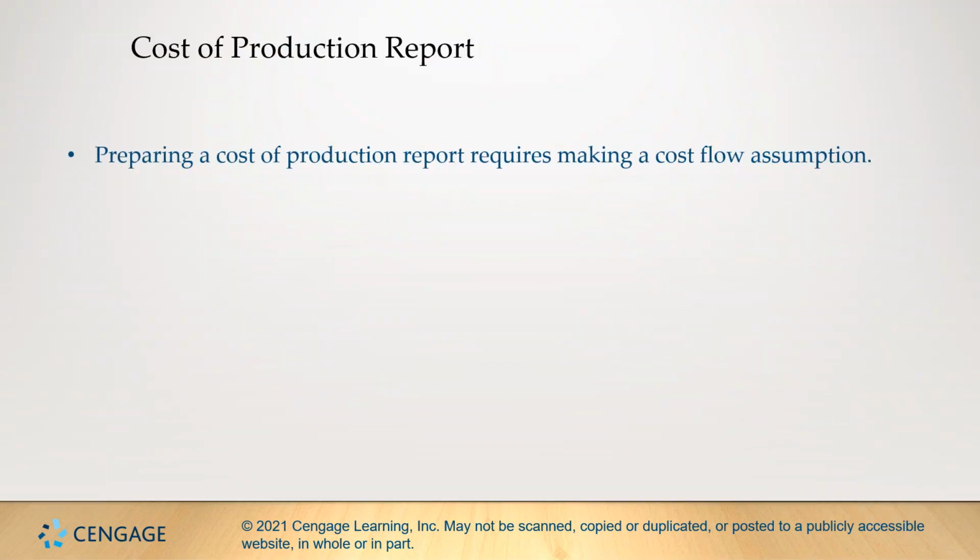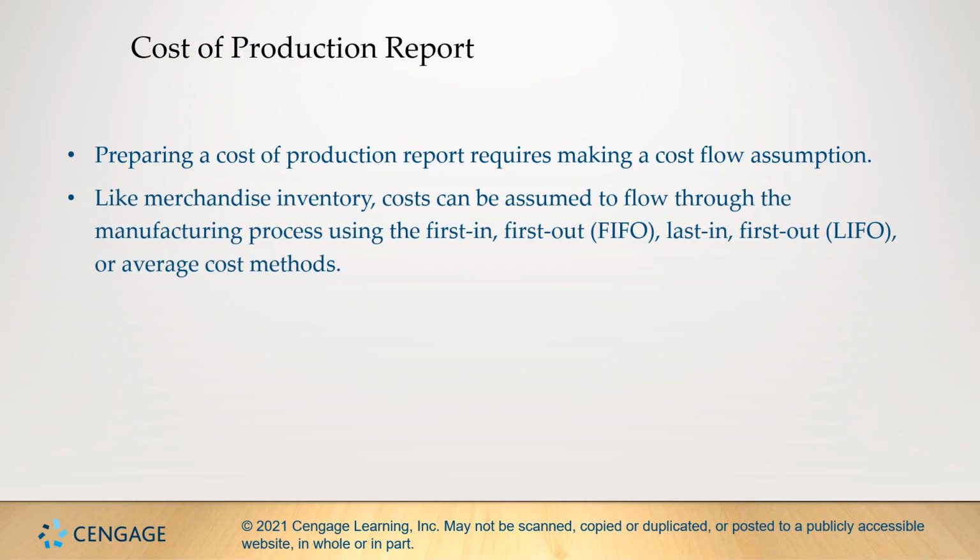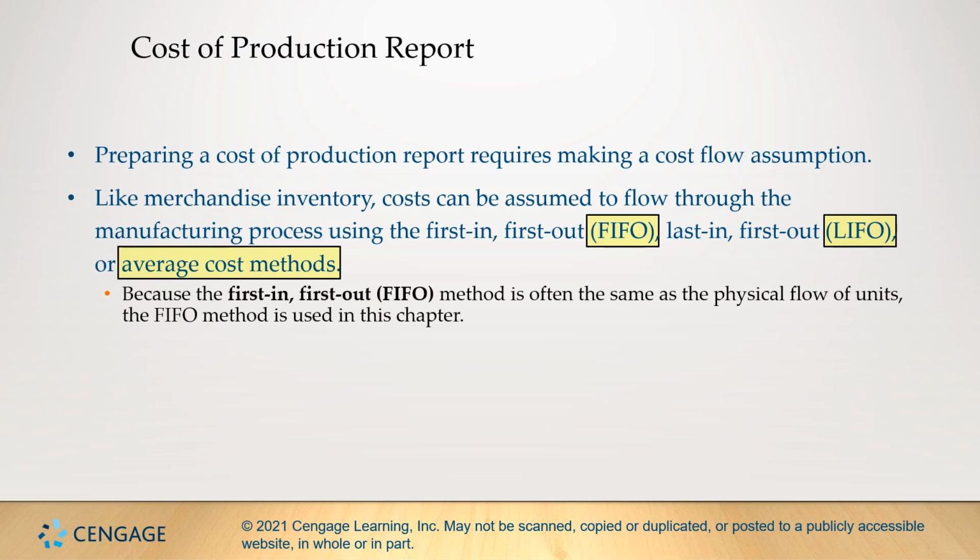To prepare a cost of production report requires a cost flow assumption. Just as you learned in financial accounting for merchandise inventory, we can assume either a first in, first out, last in, first out, or average cost flow. First in, first out most commonly matches the actual flow of our manufacturing inventory, so that's the assumption I'll cover. I'll also give a quick primer on the average cost flow assumption for process costing. Don't worry, it's just like the FIFO method with a few minor tweaks.